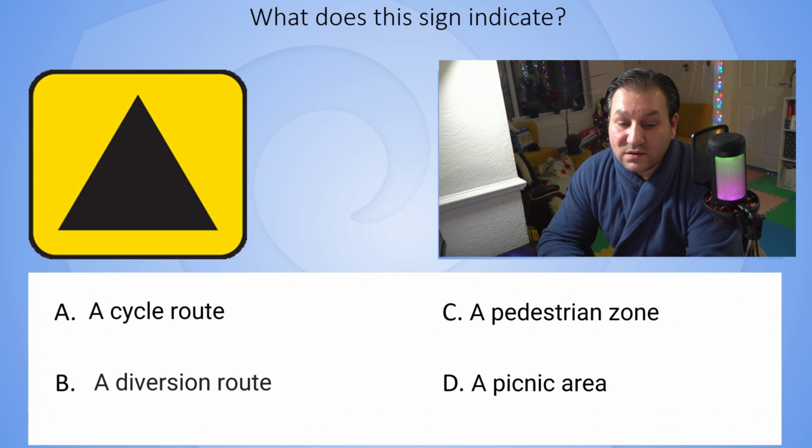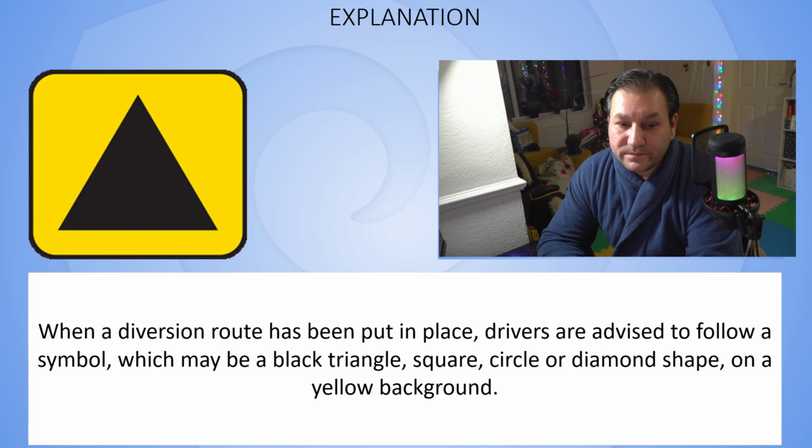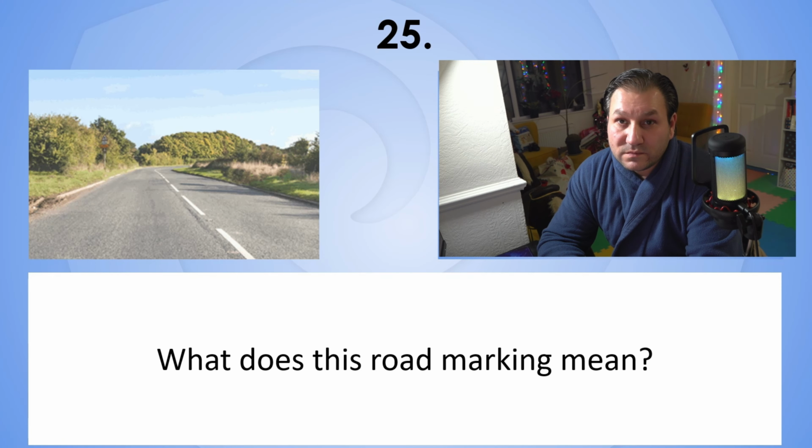24. What does this sign indicate? A. A cycle route. B. A diversion route. C. A pedestrian zone. Or D. A picnic area. The correct answer is B. A diversion route. Explanation. When a diversion route has been put in place, drivers are advised to follow a symbol, which might be a black triangle, square, circle, or diamond shape, on a yellow background.